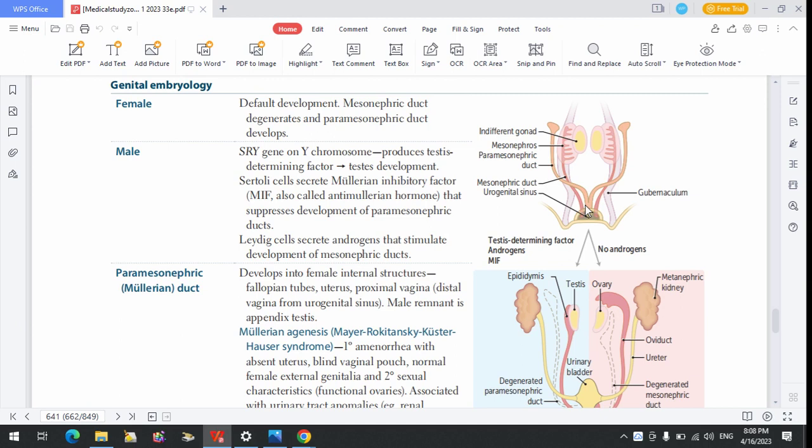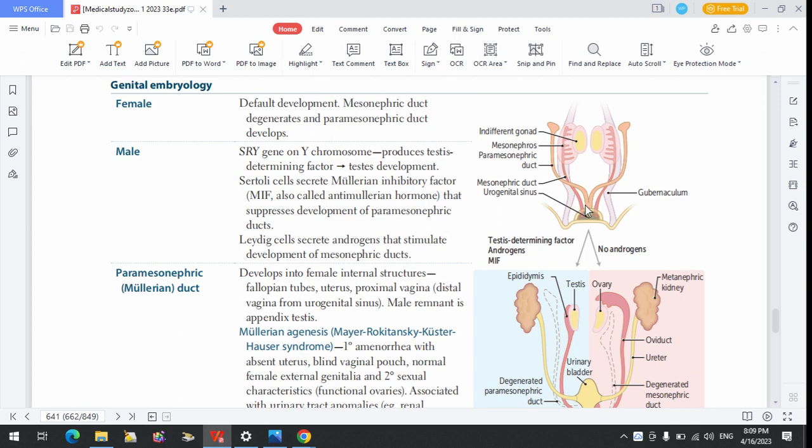Let's go to the female side. The female baby is made XX, there is no Y chromosome. So that means there's no testis determining factor. So that means that testis is not formed. The ovaries will form immediately.